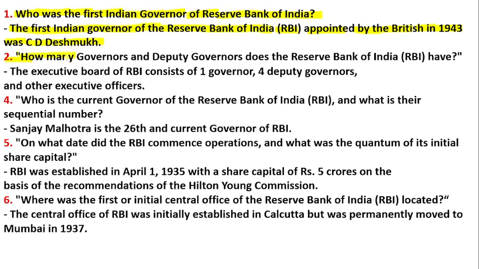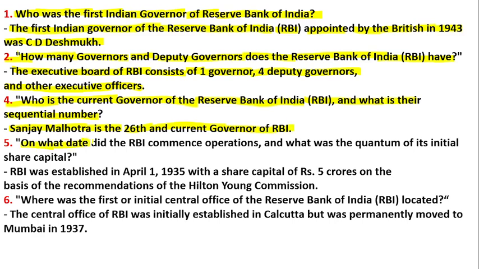Second question. How many governors and deputy governors does the Reserve Bank of India have? The executive board of RBI consists of one governor, four deputy governors, and other executive officers. Who is the current governor of the Reserve Bank of India and what is their sequential number? Sanjay Malhotra is the 26th and current governor of RBI.